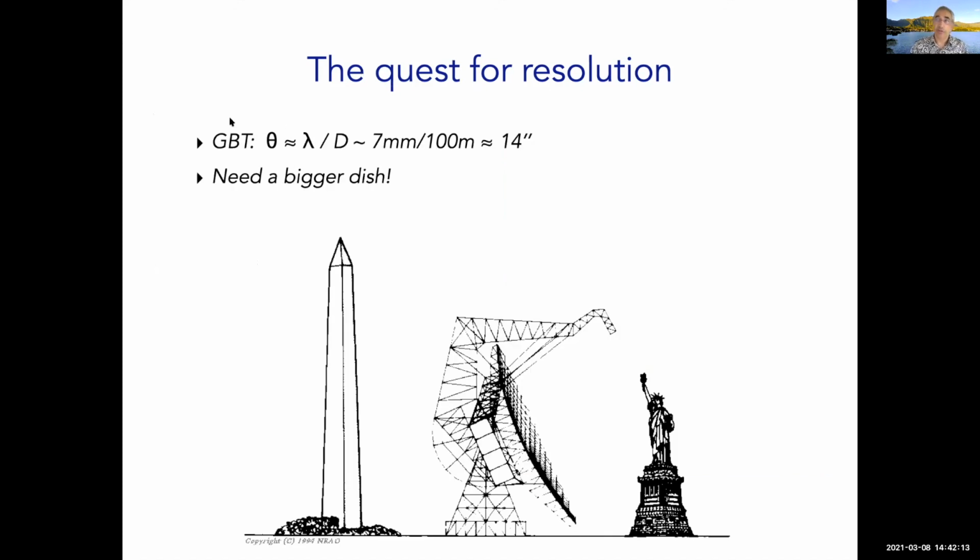Well, this is the biggest steerable radio telescope, the GBT, the Green Bank Telescope. It's the size of a football field, 100 meters, but its shortest operating wavelength is 7 millimeters. And so again, the angular size, lambda over D, is 14 arcseconds. So even though this thing is bigger than the Statue of Liberty, almost as big as the Washington Monument, it's still only able to get a kind of blurry view of the sky. You need a bigger dish.